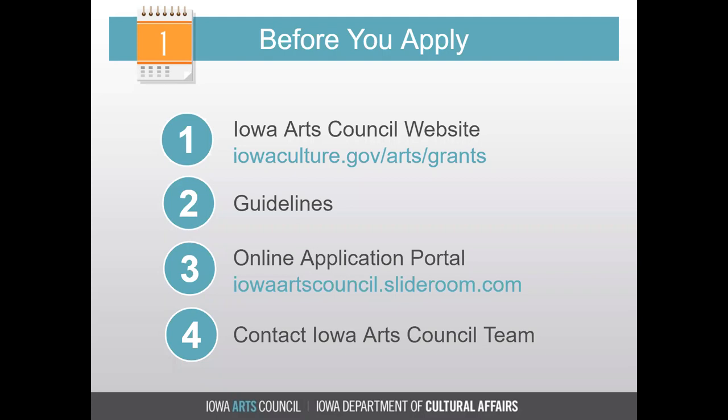Once you have reviewed all the available material, contact the Iowa Arts Council, and this is especially recommended for first-time applicants as well as those who haven't applied for an Iowa Arts Council program in a couple of years. Staff is available to answer your questions, make sure that the grant is the right fit, and review drafts of applications. Make sure you contact staff well in advance of deadlines.